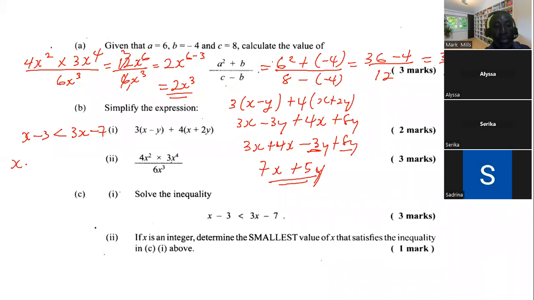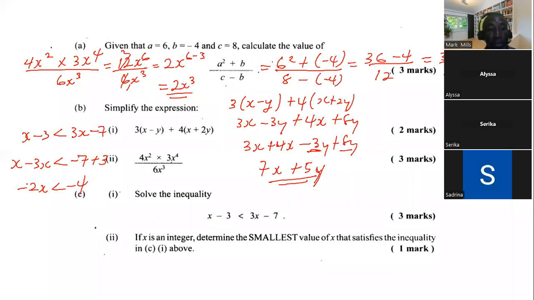So I have x minus 3x less than negative 7. Then this one is negative 3. We move it to the other side, so it becomes positive 3. So this gives me negative 2x less than negative 4. All right, then what we are going to do next, we will have to find the value of x.